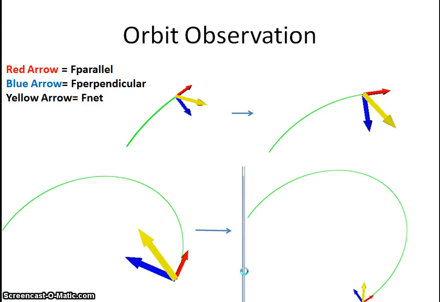My orbit's animation is seen here, where the red arrow is our F parallel and it is clearly tangential to the motion. Our F perpendicular is the blue arrow and it is pointing inwards towards our black hole, and it is always pointing towards the black hole. Our yellow arrow is the sum of them both, which is our F-net, because F parallel plus F perpendicular equals F-net.